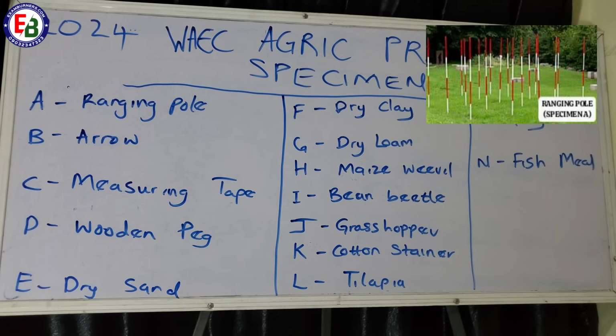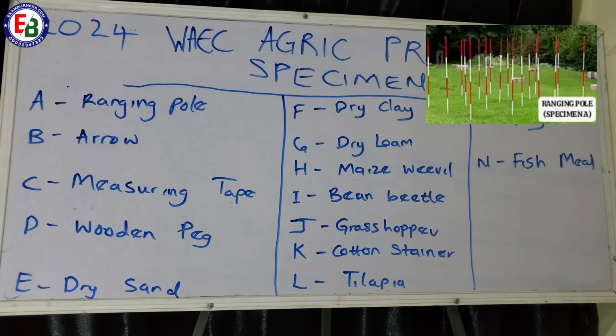Then another question they can ask you in the exam is to give uses of specimen A, that is uses of ranging pole. One of the uses is it is used for marking stations. Another use is for marking straight lines. Another use is it is used to mark points that need to be visible from a distance. So specimen A is used to mark points that need to be visible from a distance.